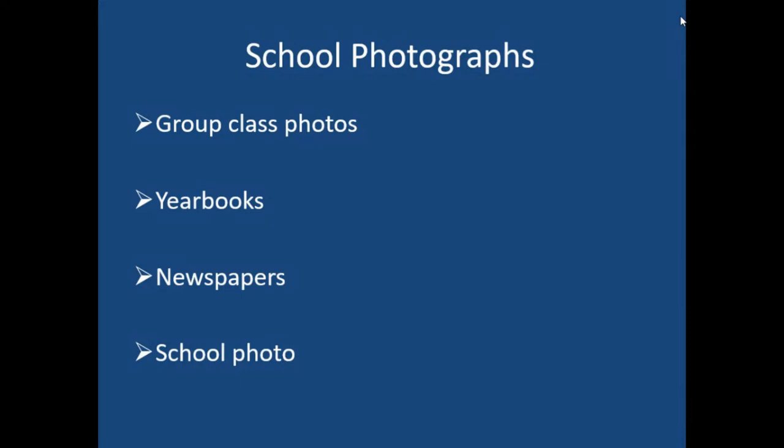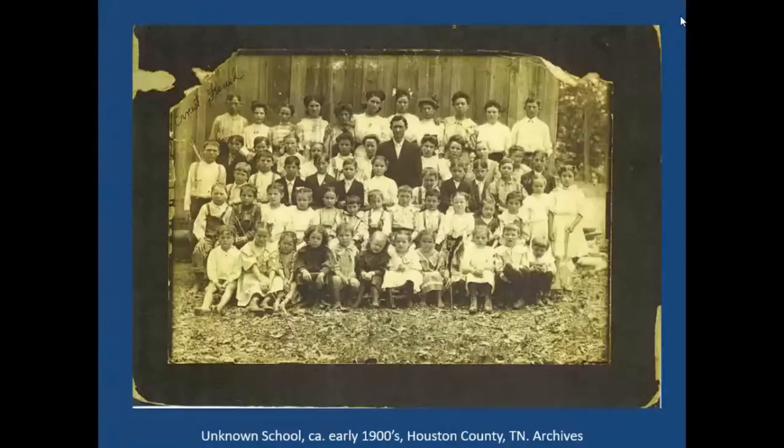And so depending on what kind of photographs were taken, you might be able to find a school photograph of your ancestor. Here is a really old school photograph. We do not know which school this is for in Houston County. It is from the early 1900s. The only person that is identified in this photograph is the child on the top row, the far left. His name is Ernest French, and we only know that because they wrote the name on the photograph. But these are fantastic treasures, and we need to try to find them.